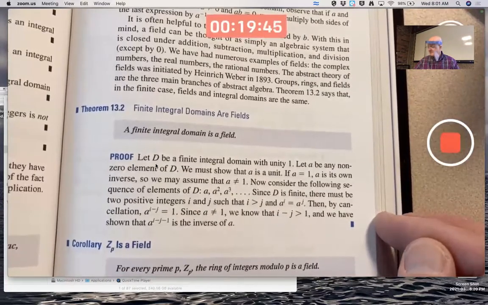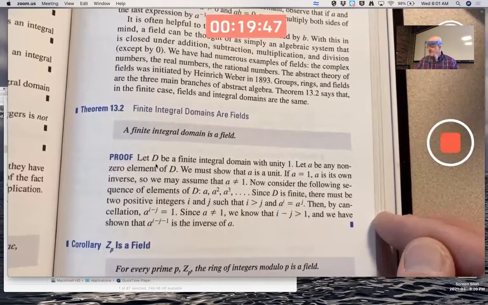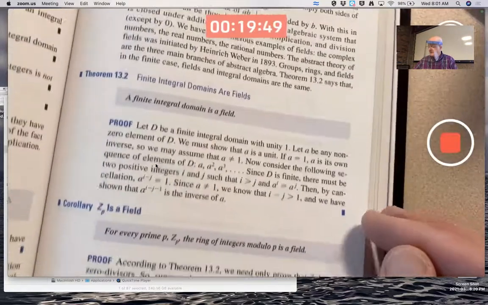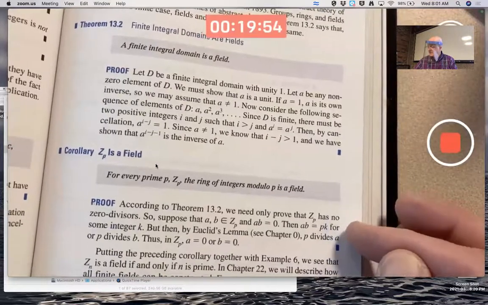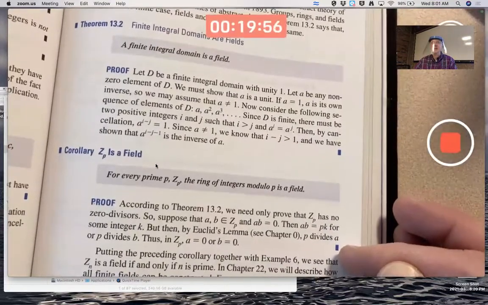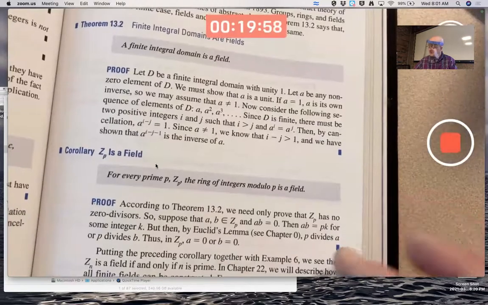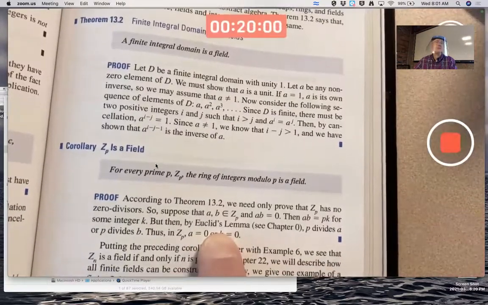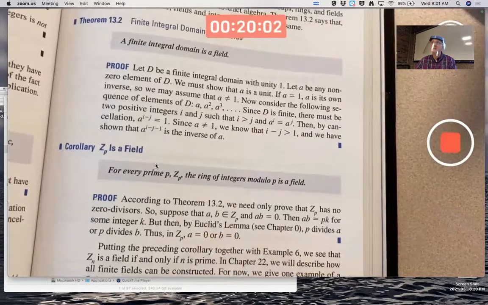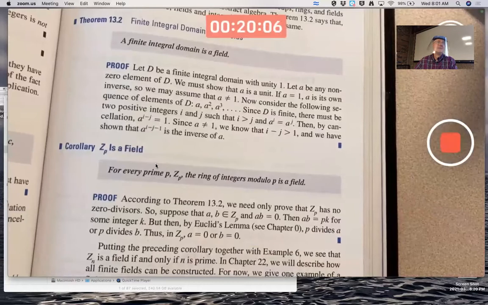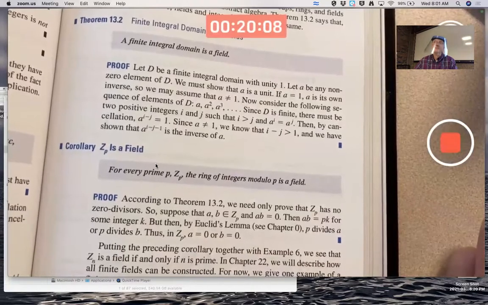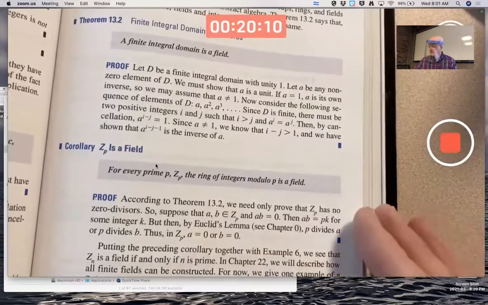In the proof that Zp is a field, they essentially prove it's an integral domain. They show it has no zero divisors. Make note of the fact that they use Euclid's lemma from chapter 0, the fact that if p is a prime dividing a times b, then p either divides a or it divides b. Fact from chapter 0.